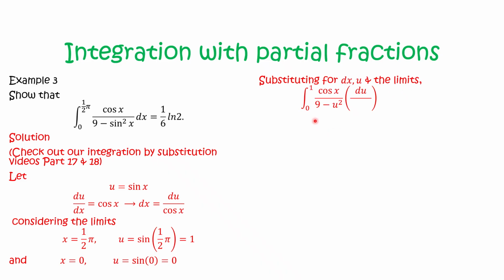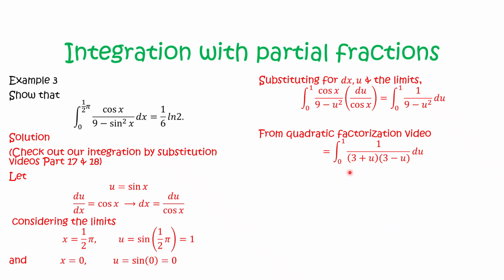Substituting for the dx, u, and the limits, and simplifying further, we can see that the cosine x will cancel out. We would then have the integral from 0 to 1 of 1 over 9 minus u squared du. And then from the quadratic factorization video, which I encourage you to check out, we can break the denominator down into 3 plus u times 3 minus u.